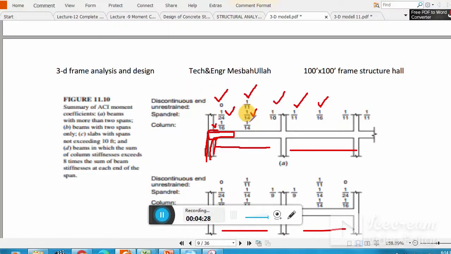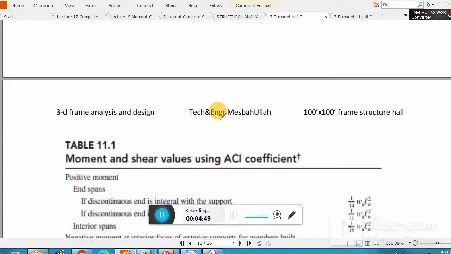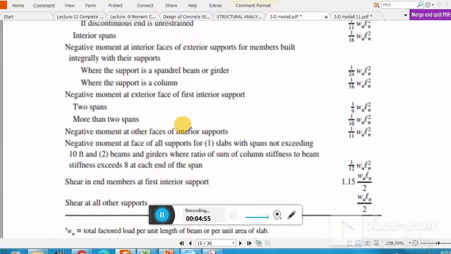So these coefficients vary. In our case basically the first one, because the ends are unrestrained, so we will use this: 0, 1/11, 1/10, and 1/11. We will use these coefficients, remember, because the ends of our beam are unrestrained. Clear? So these are the coefficients which are explained here, when your ends are restrained or unrestrained.